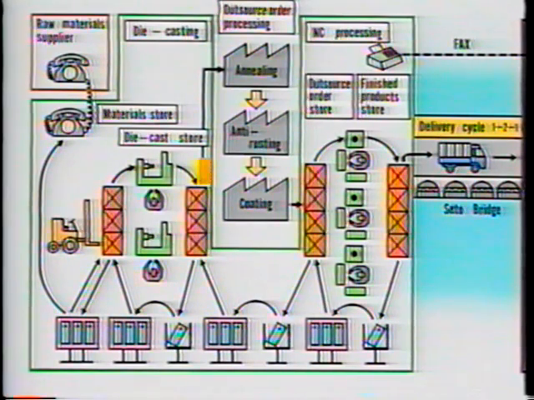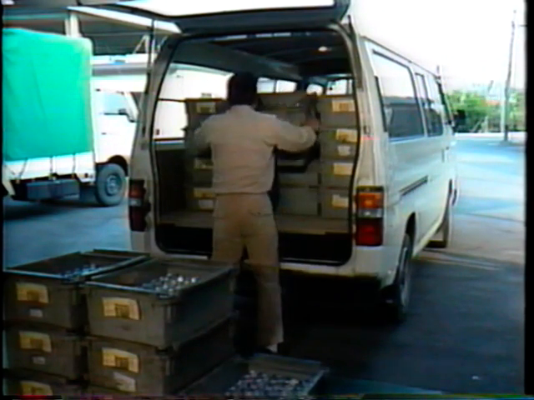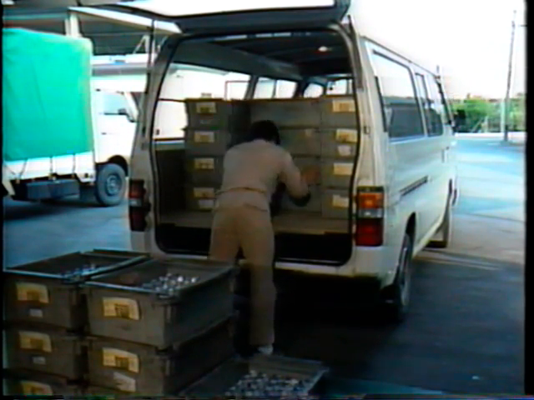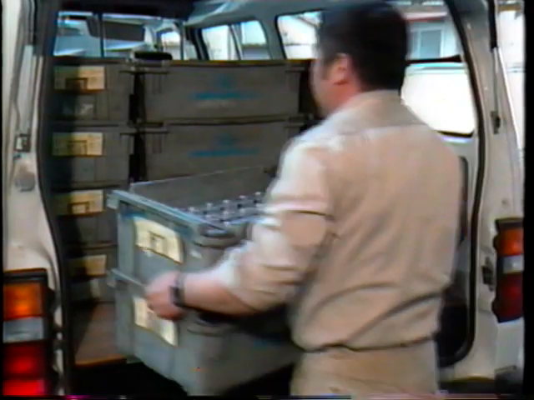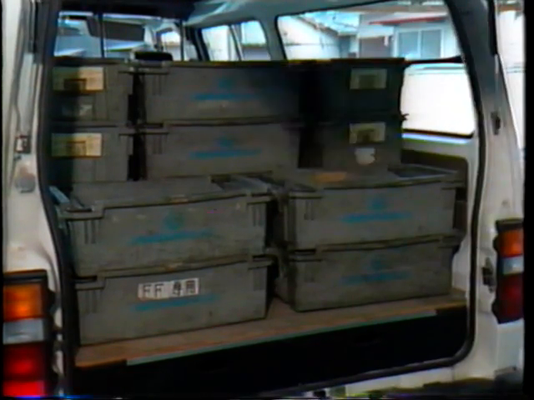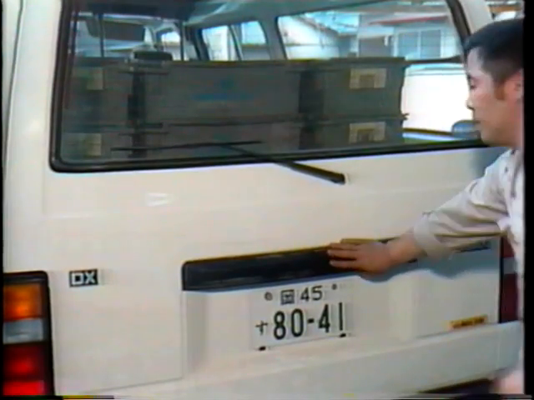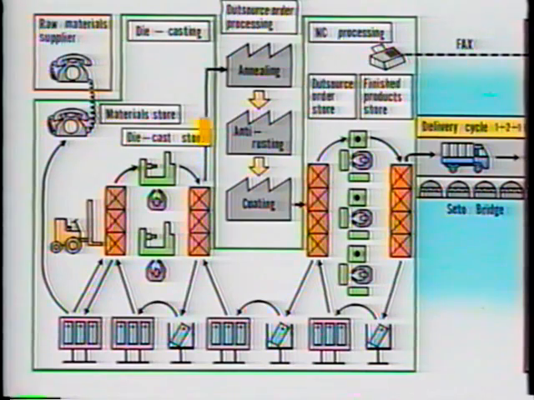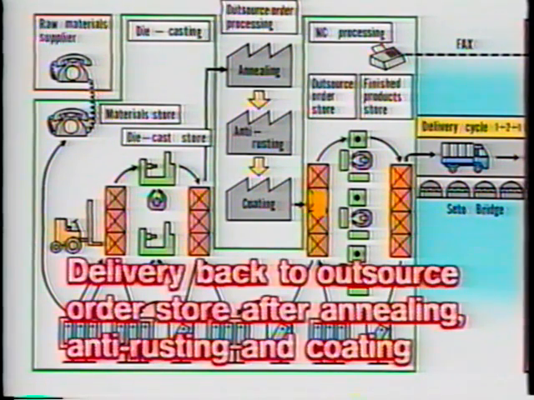Casting work is then taken from the die-cast store according to instructions from the Kanban for delivery to the plant doing outsource order processing. After annealing, anti-rusting and coating, the workpieces are delivered back to the outsource order store with Kanban attached.